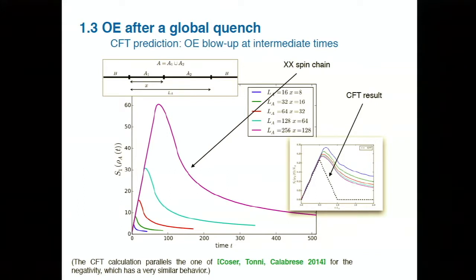Yeah, so if you actually do the calculation in some real spin chain, here I did it for some free Fermi system for large system size, you see that indeed this is what happens. It initially blows up and then it decays. The decay is not really captured by CFT, so there are other effects, and that's why it decays more slowly than the CFT calculation. But what matters really is that it blows up at intermediate times.